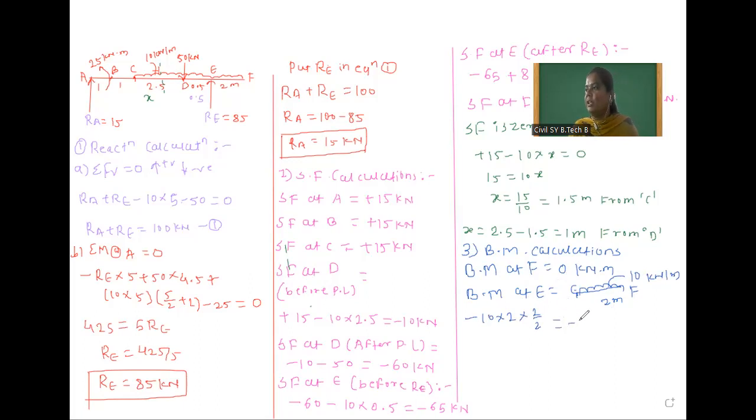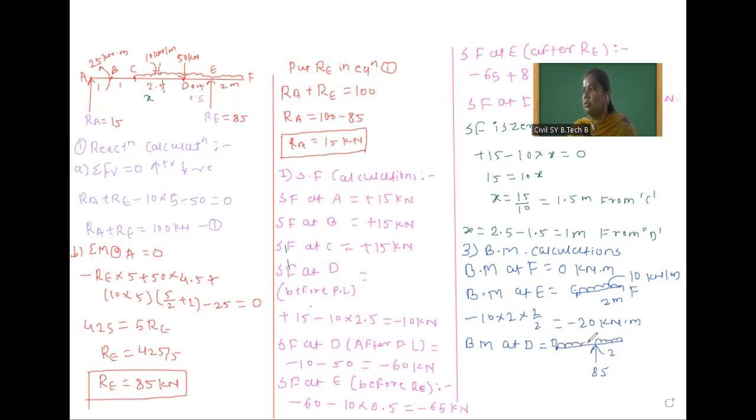Minus 20 kilonewton meter. After that, we will calculate bending moment at D point. Okay, bending moment at D. So bending moment at D, which is equal to, for this I will draw span here. Here RE 85. This span is 2 meter. Here uniformly distributed load is applied, and here D point is there.